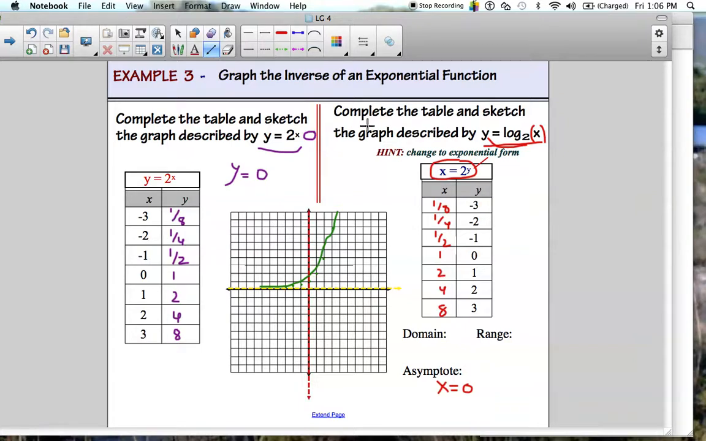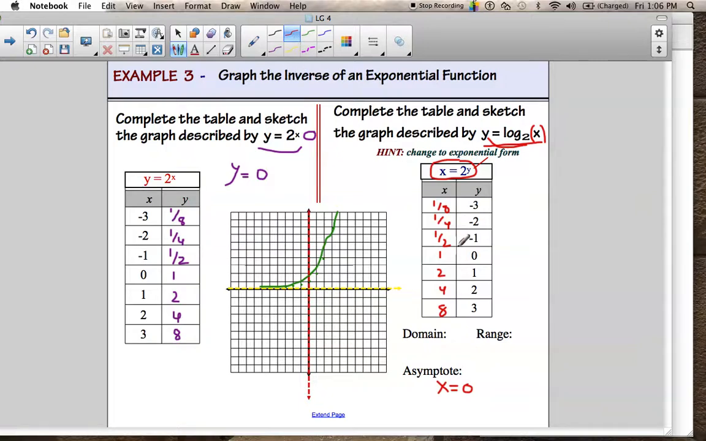Okay, now we're going to put some points on. Let's go over 1/8, down 3. Let's go over, down 2, and then there, and then over 1, 0, over 2, 1, over 4, 2, over 8, 3, and now we have the sketch that looks like that. So you can see that they are an inverse of each other.